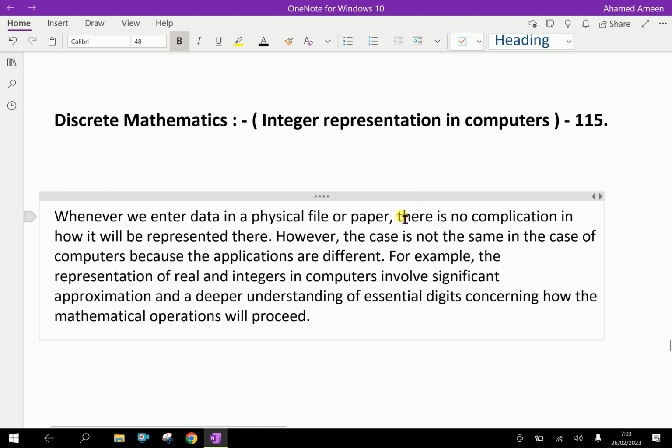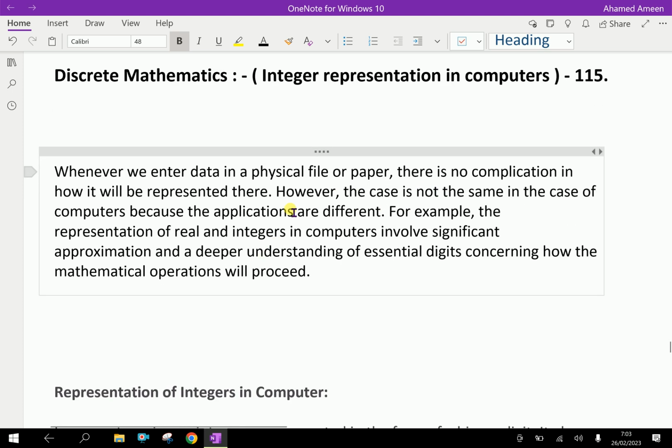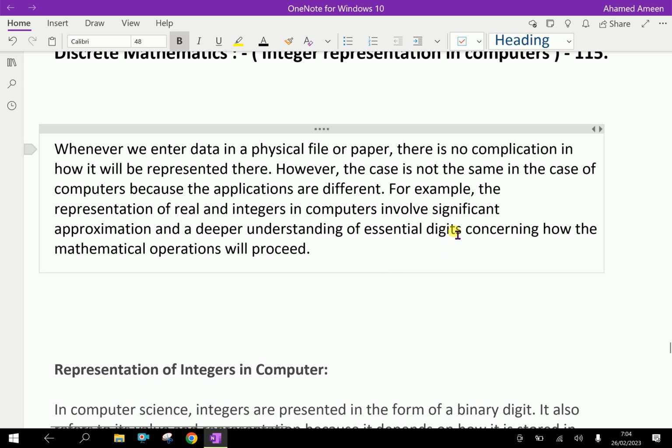In discrete mathematics, let us discuss integer representation in computers. In our everyday life, we use decimal notation to express integers. Whenever we enter data in a physical file or on paper, there is no complication in how it will be represented there, because what you write on paper stays there as it is. However, the case is not the same in computers because the applications are different.